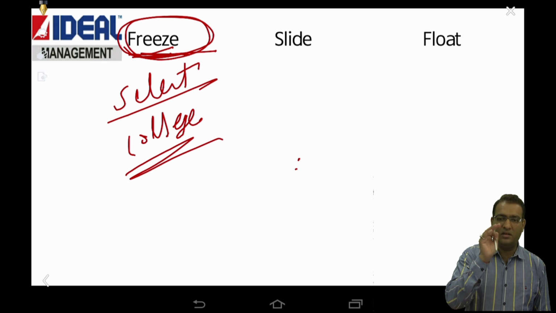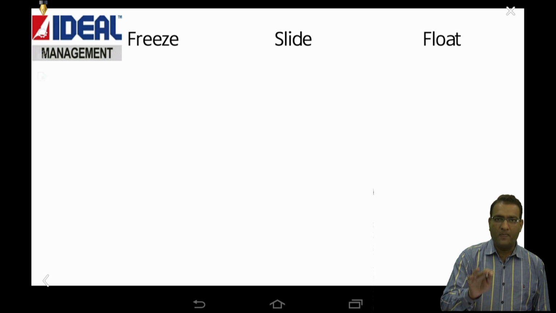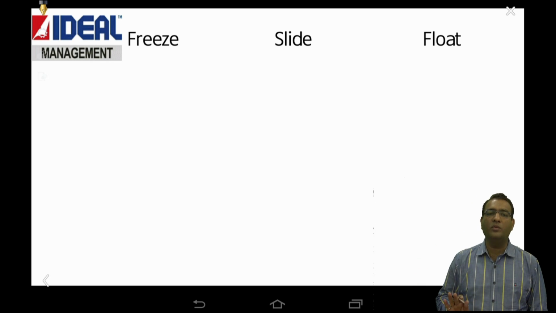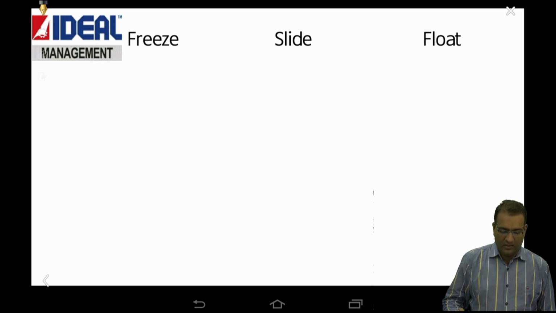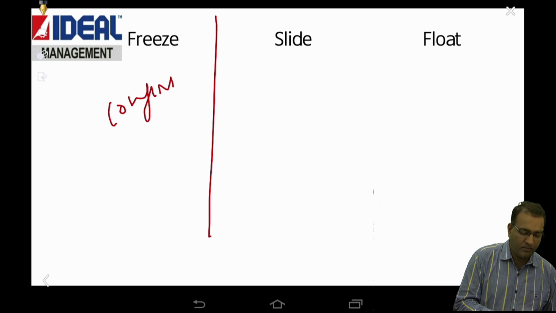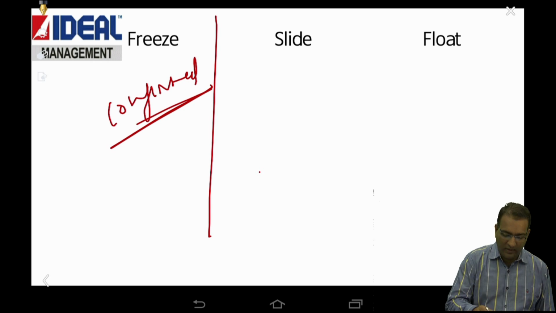Freeze means yes, if I've got this college, I'll go and take admission here. That's it. Matter finished. I won't go for any other round. This is the meaning of freeze: confirmed admission. I will take admission here. That's what the student tells. What is the meaning of slide?